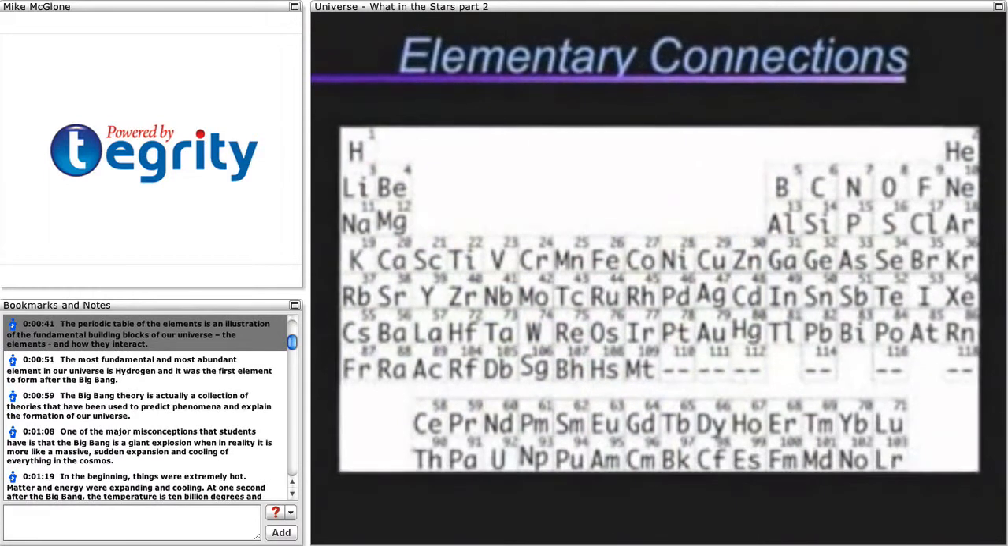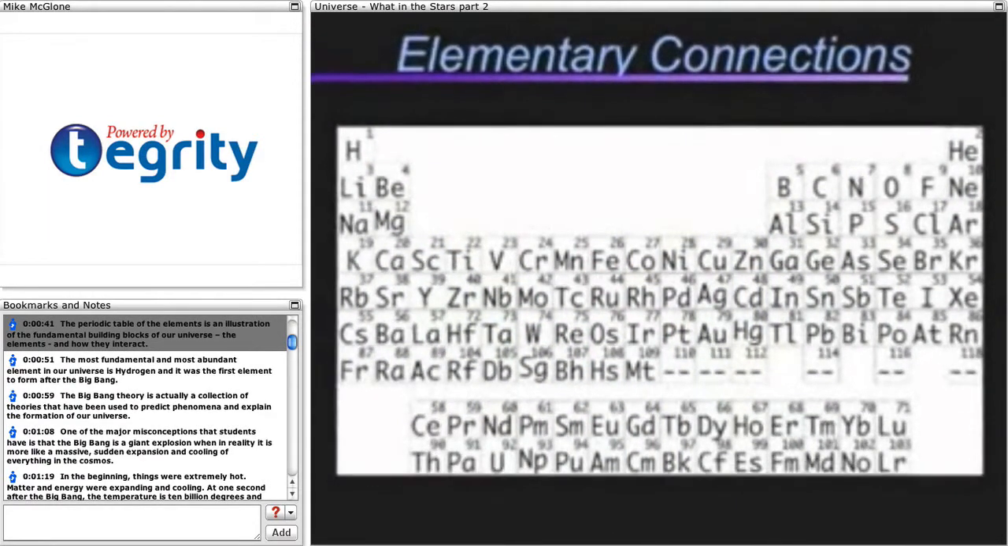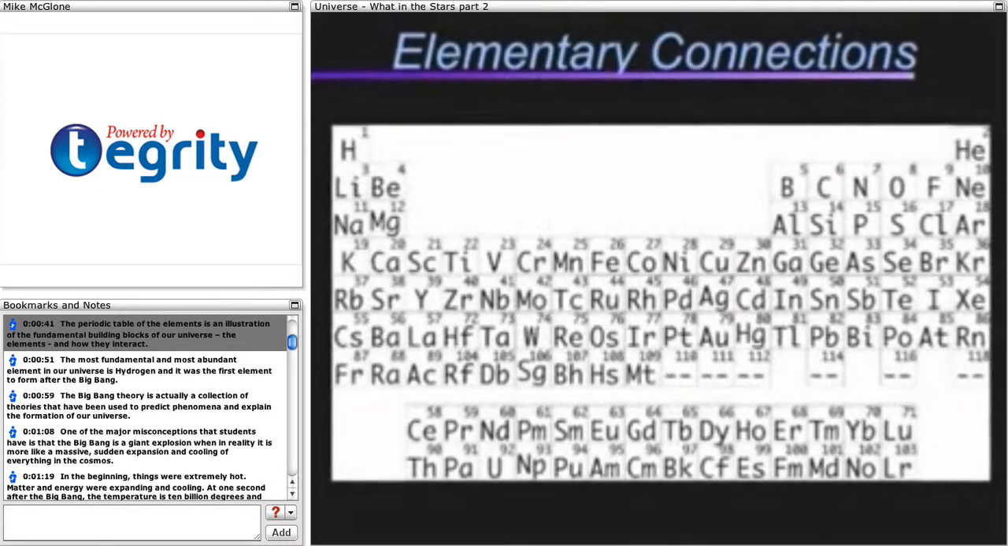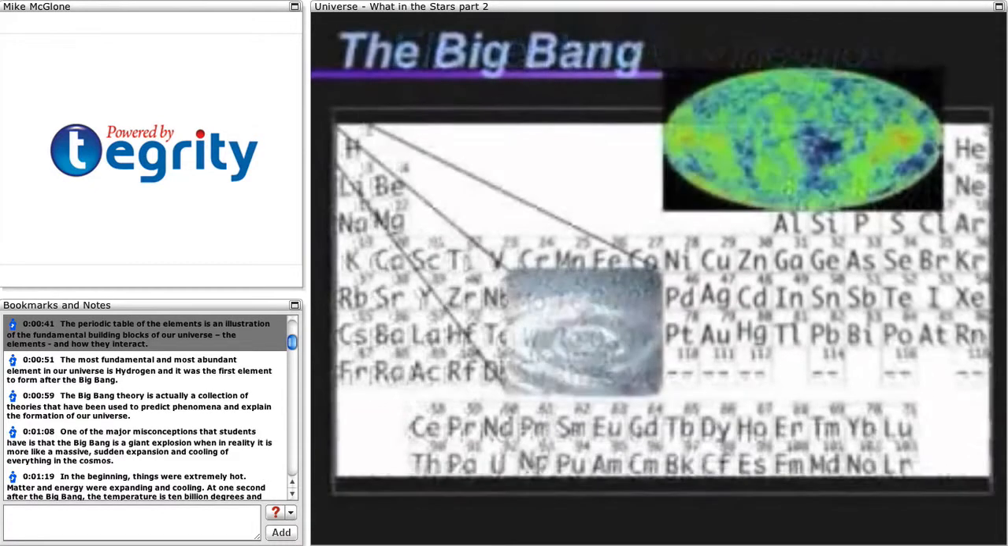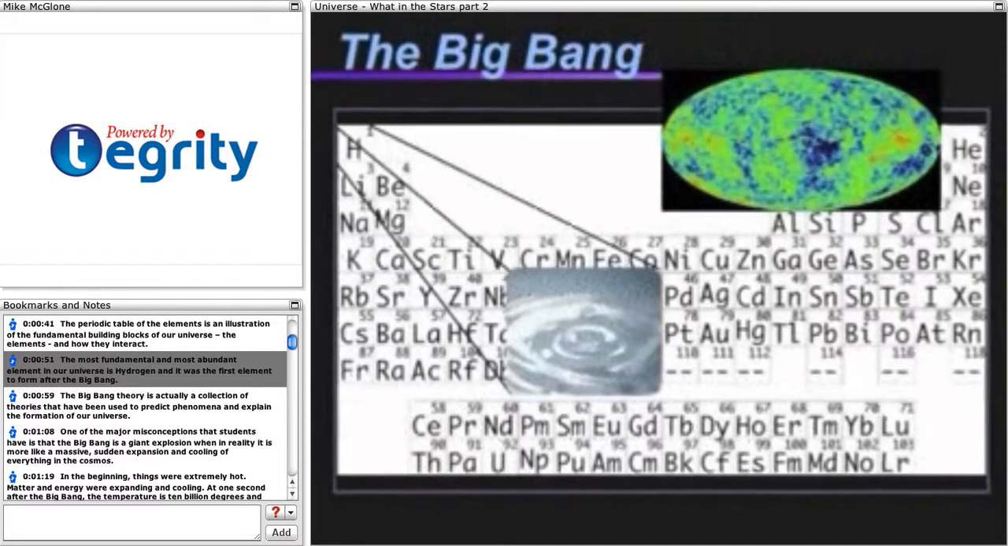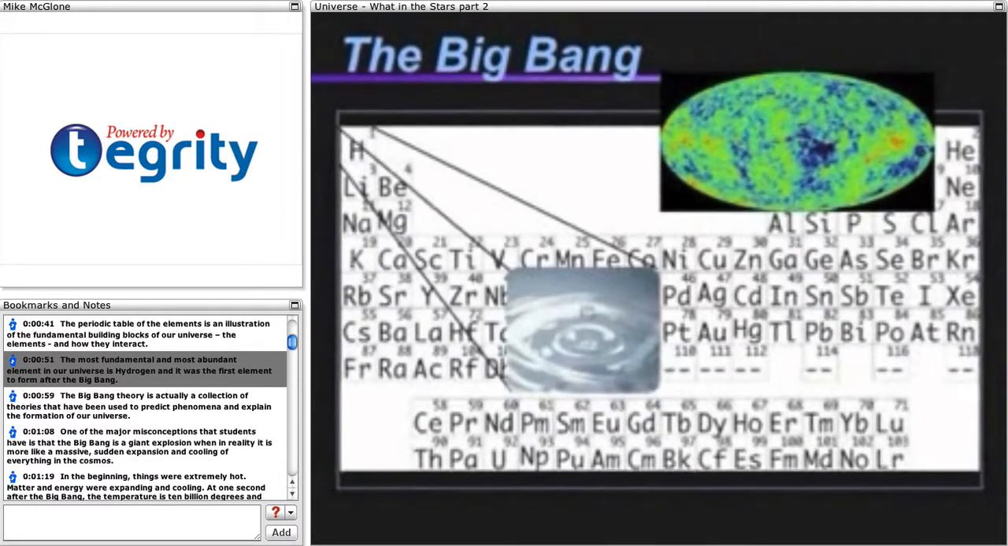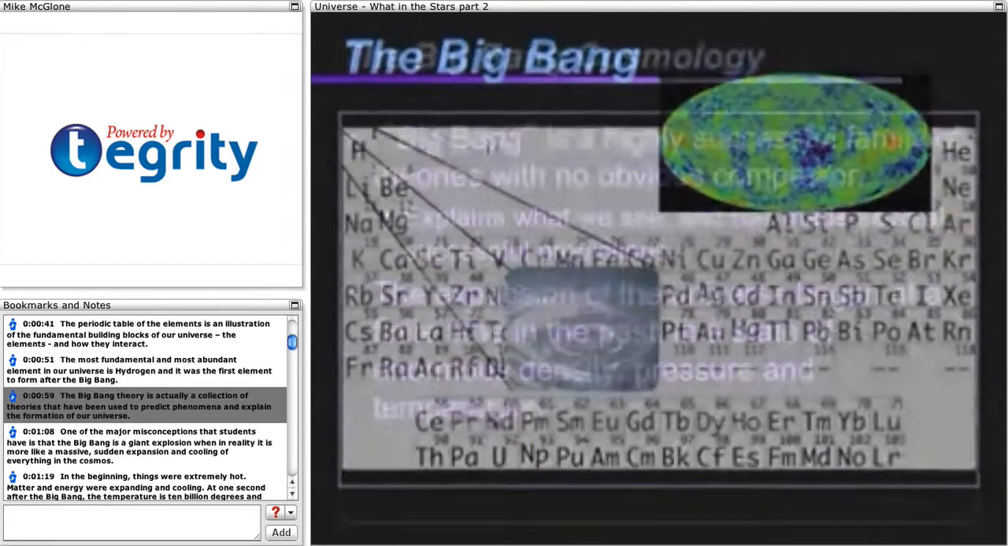The periodic table of the elements is an illustration of the fundamental building blocks of our universe, the elements, and how they interact. The most fundamental and most abundant element in our universe is hydrogen, and it was the first element to form after the Big Bang.